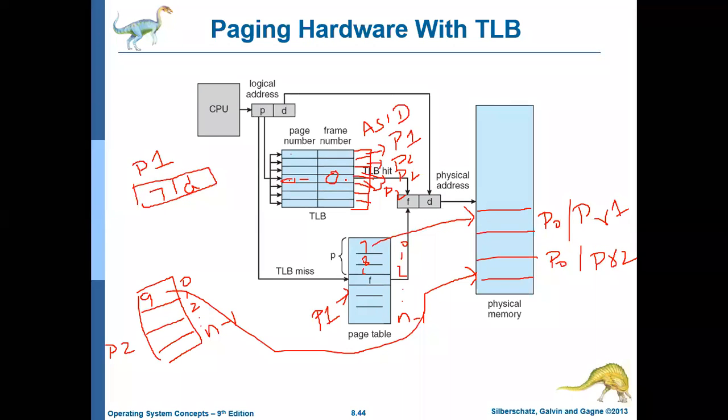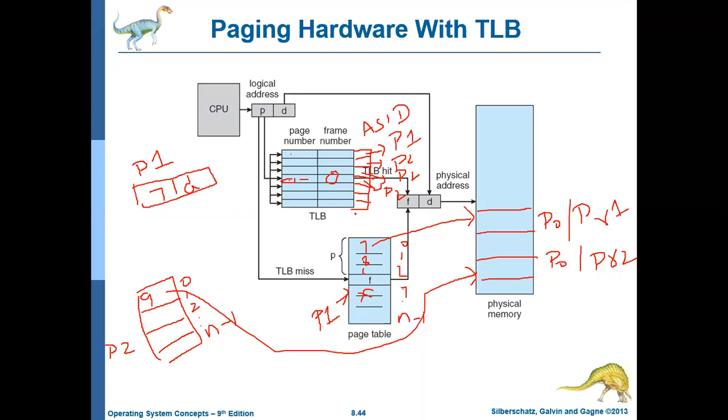Suppose 7 is there, but this 7 belongs to process 2. The page number 7 is there, but it belongs to process 2, so it will lead to a TLB miss. It will then check the page table for page number 7 to find the appropriate frame number, and with that frame number the physical address will be created. That frame will also be added to the TLB along with the process number. So this concept is called ASID.